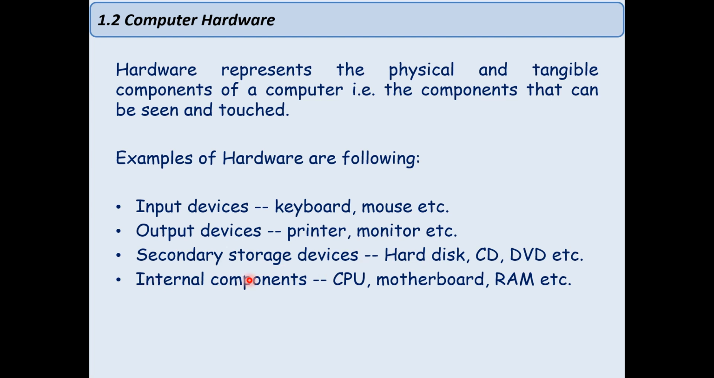And we have the internal components of the computer, which are the main or most important parts of the computer, like the central processing unit, the motherboard, and the RAM. We can say RAM is a memory and the hard disk is a memory, but the hard disk is secondary storage. It is a permanent storage, while the RAM is a temporary storage. When you turn off your computer, all the data inside the RAM is going to be lost. We will discuss those kinds of memories and input and output devices in detail later in this lecture.